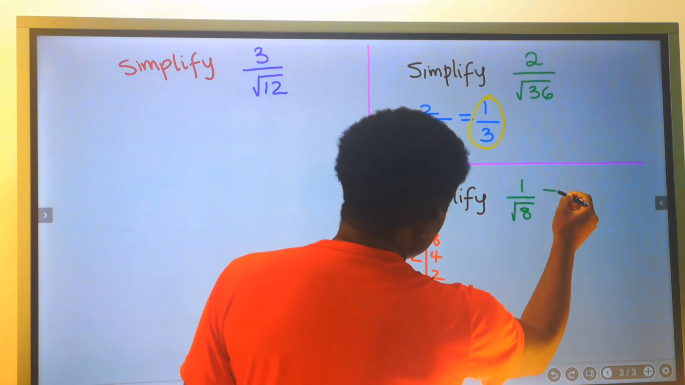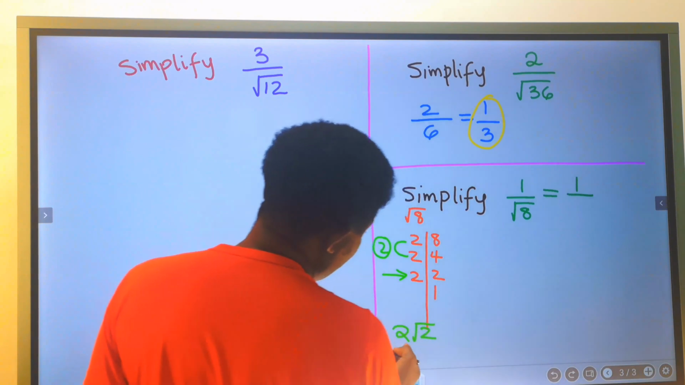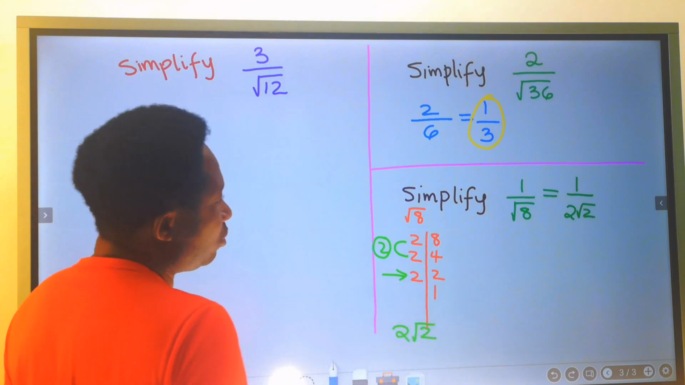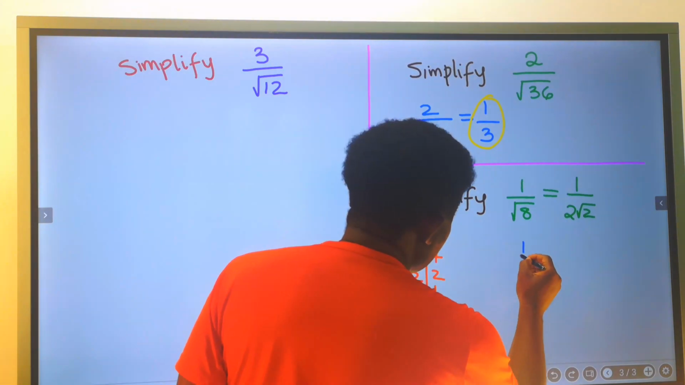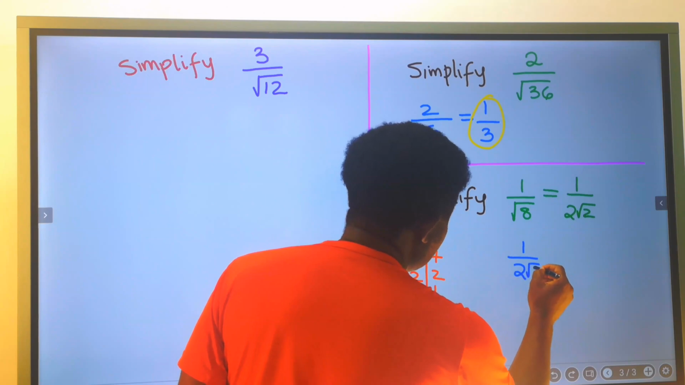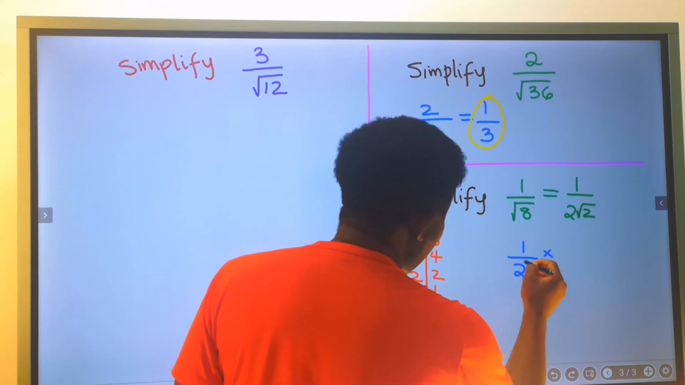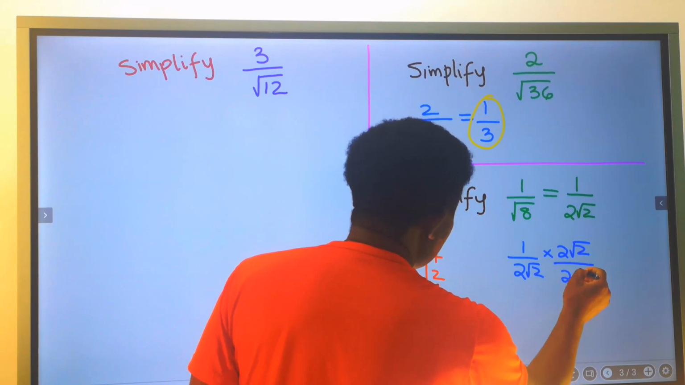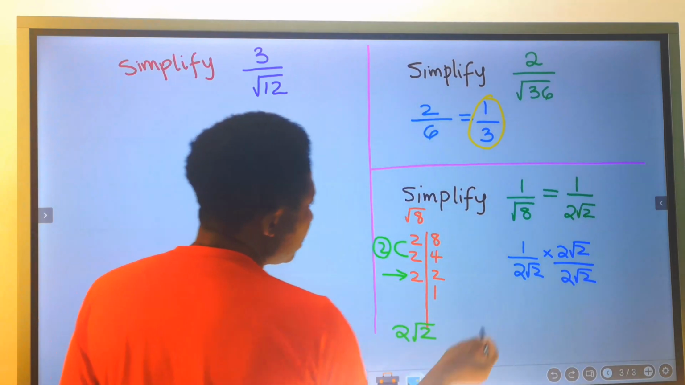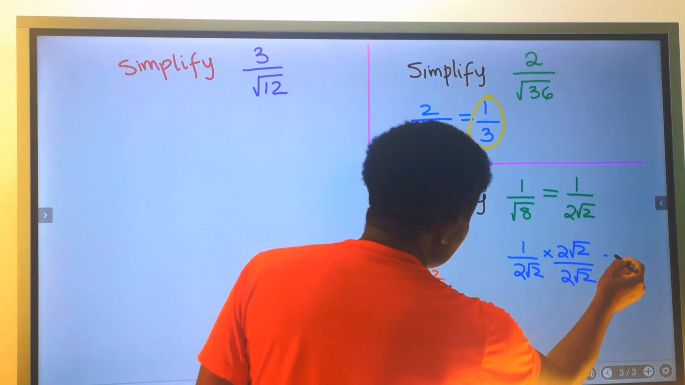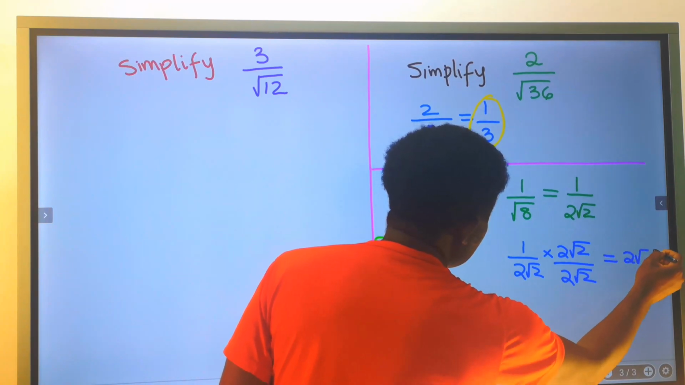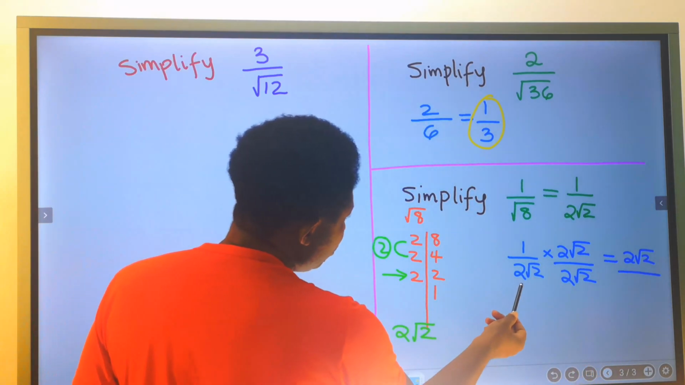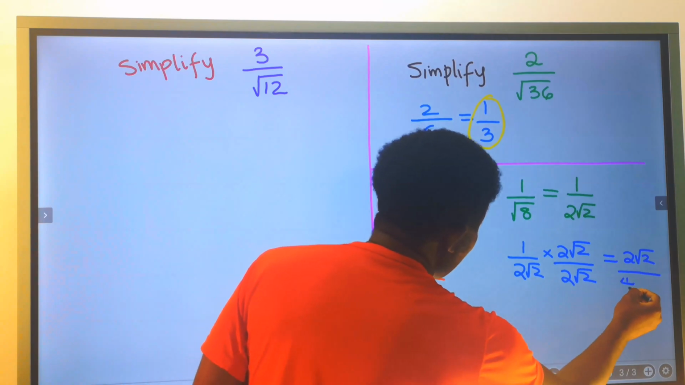Next, I'm going to simplify 1 over 2 root 2. With this, I can now simplify. Step 1, I will rewrite the given question. Step 2, I will multiply this radical with the numerator and also with the denominator. Next, 1 multiplied by root 2 will give you root 2. Next, at the denominator, 2 times 2 will give you 4.